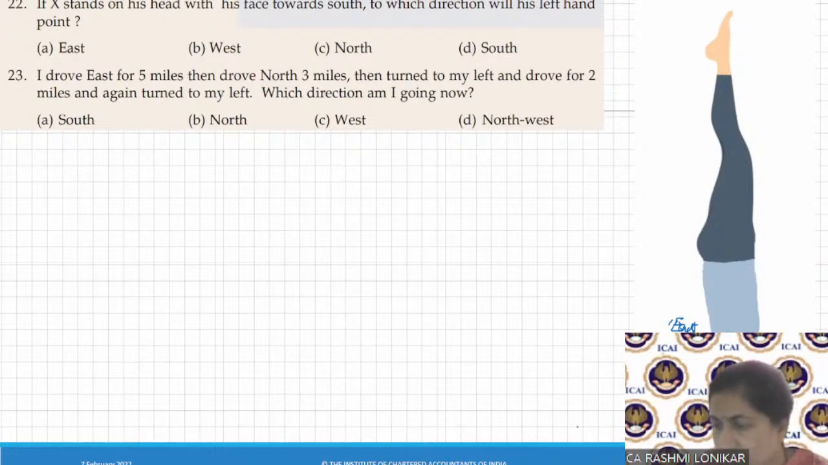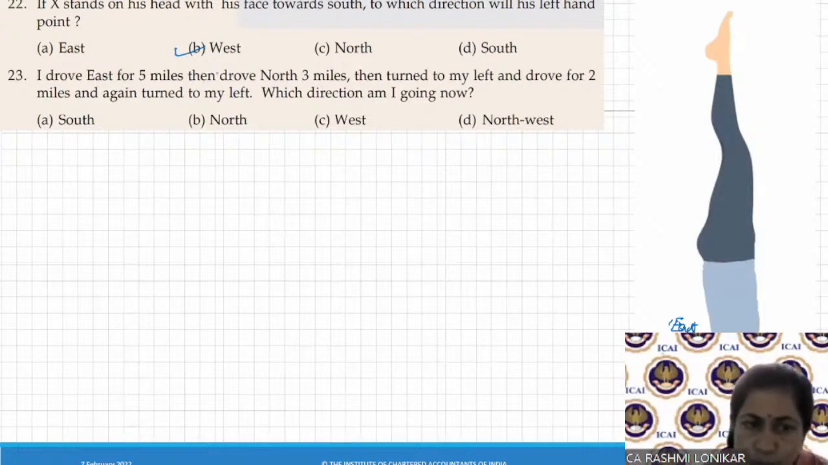His head is facing the south. So then this will be west, this will be north, and this will be east. So if X stands on his head facing south, to which direction will his left hand be? This is his left hand. And which direction is this? That is west. So 22, you will have B as the correct answer.